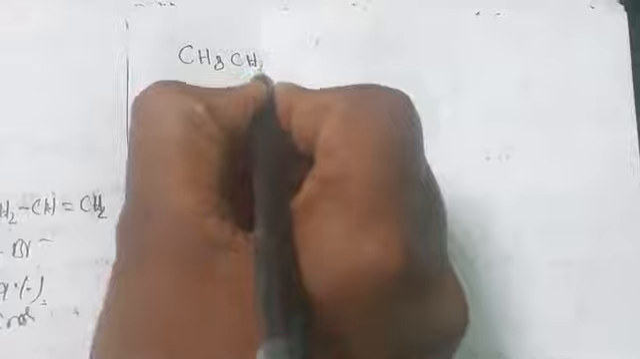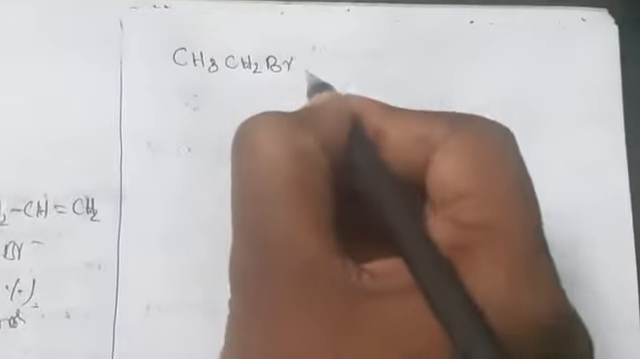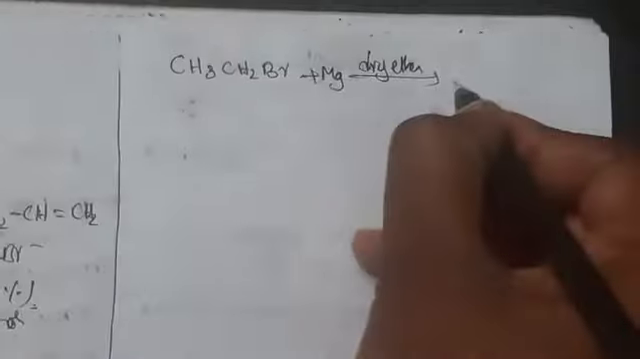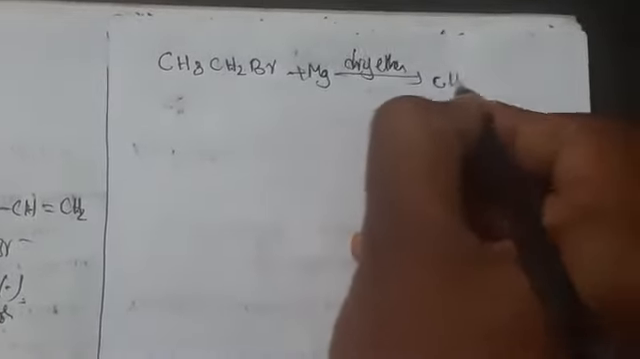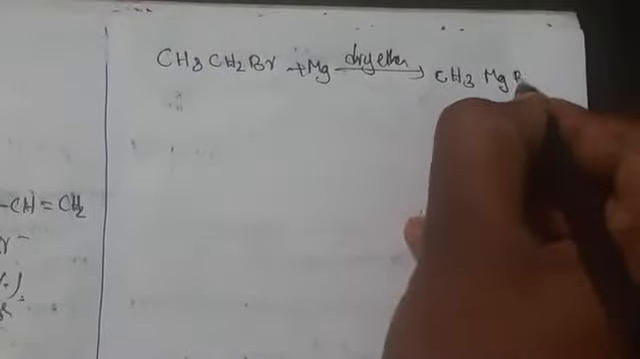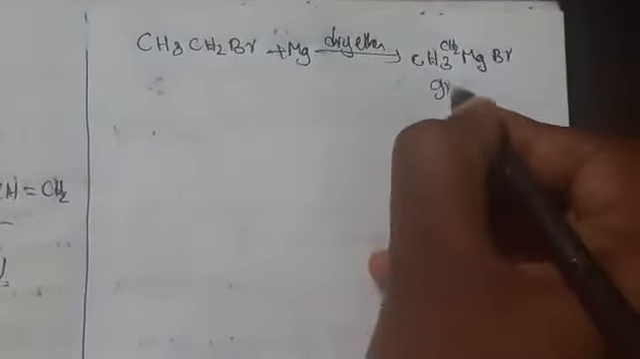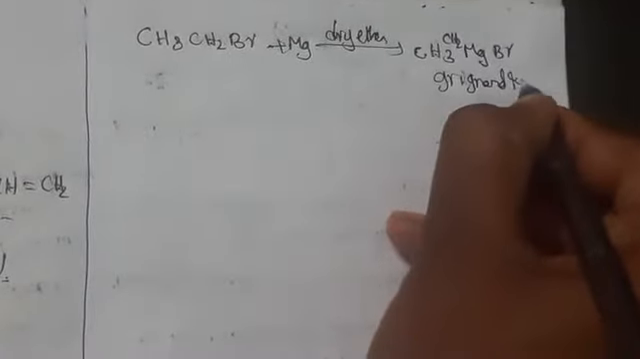We take it in the presence of dry ether. Now for the reaction, here we are taking an alkyl halide, that is CH3CH2Br, with magnesium in the presence of dry ether. When taken in the presence of dry ether, it forms CH3CH2MgBr. So this one we call the Grignard reagent.